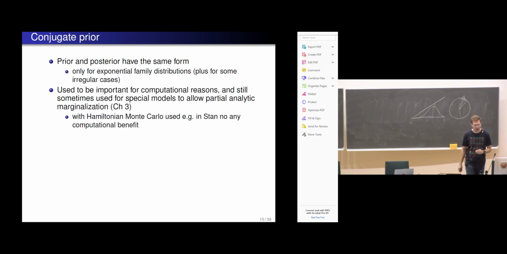Conjugate prior, the name comes from the prior and posterior having the same form. So I already told you that the posterior for the binomial model is beta. So then you can guess that the conjugate prior in that case is the beta prior. There are conjugate priors only for exponential family distributions and only then some irregular cases. This used to be very important for computational reasons, and that's why it's also in chapters 2 and 3 and 5, it still shows this importance.